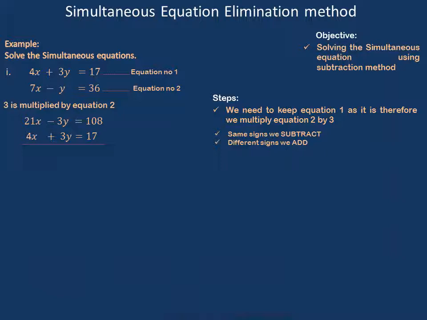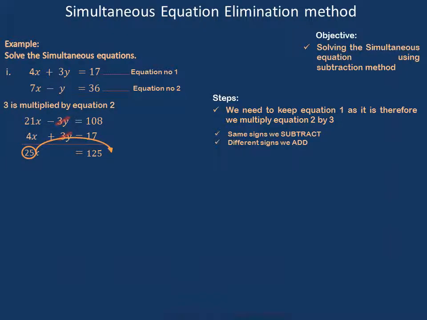So 21x plus 4x, both have got plus signs, which is going to give us 25x. Now minus 3y with plus 3y eliminate each other, and 108 plus 17 is going to give us 125.